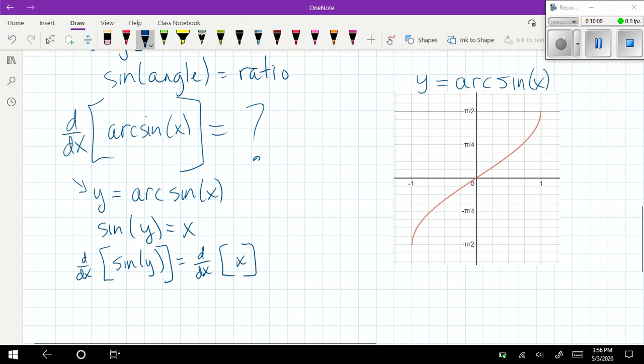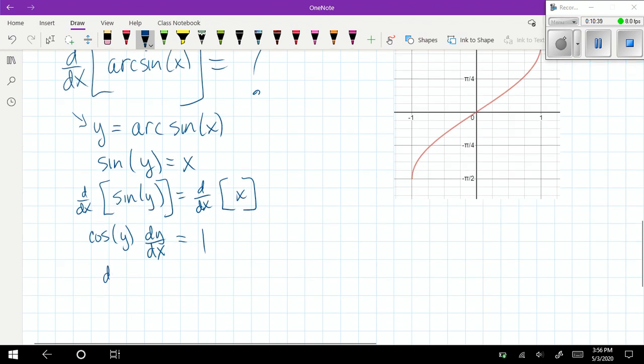The derivative of sine of y is cosine of y dy dx, chain rule, because if I were only taking the derivative of sine y with respect to y, then yes, it would be cosine y, be done. But I'm not. I'm taking the derivative of sine y with respect to x, so I got to dig into that angle measurement and use the chain rule. On the right-hand side, I'm asking what is the derivative with respect to x of x, and that's nothing more than dx, which is just 1. So here I have dy dx is equal to 1 divided by cosine of y.